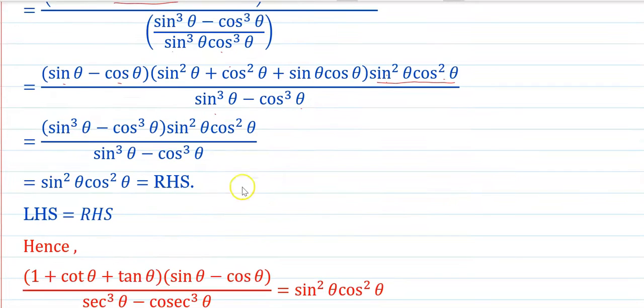Now see this here. This is a − b, next bracket a² + b² + ab.